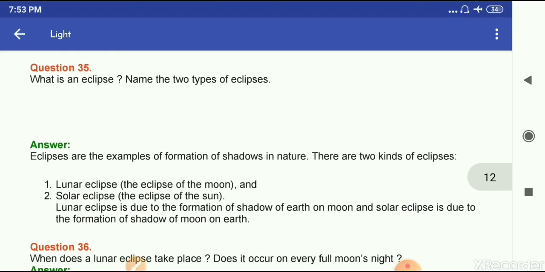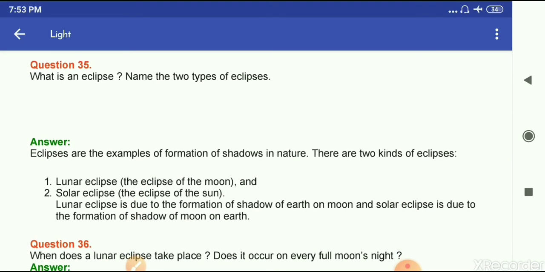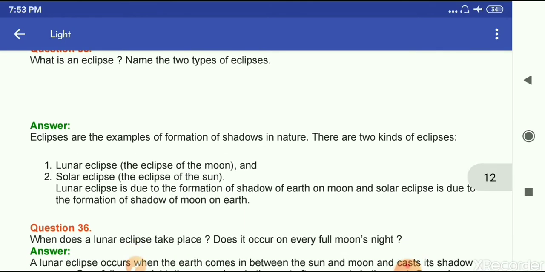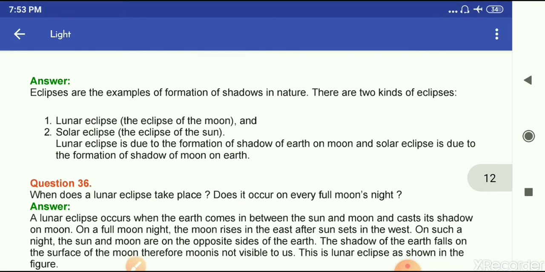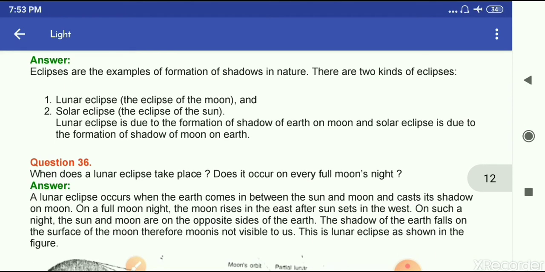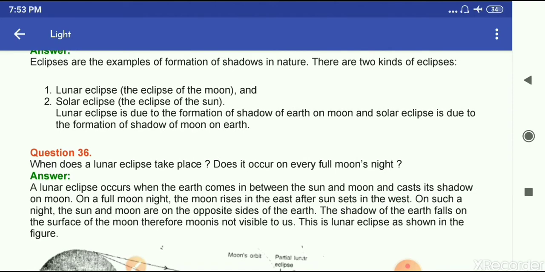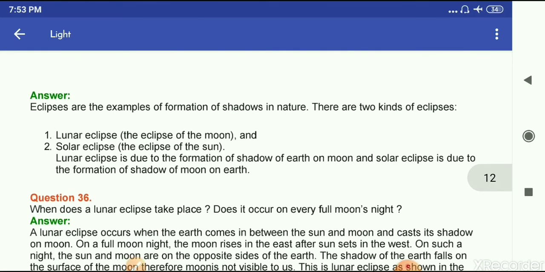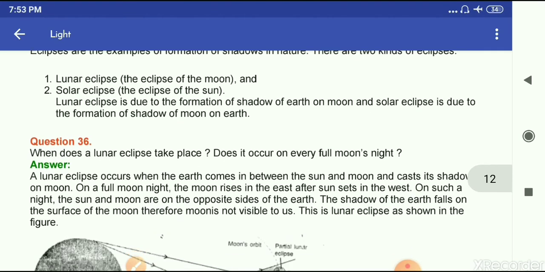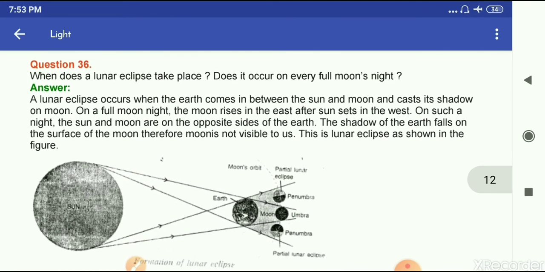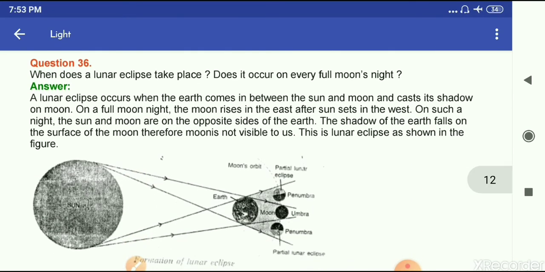Question number 35. What is an eclipse? Name the two types of eclipses. So, eclipses are the examples of the formation of shadow in nature, and these are the two kinds of eclipses: lunar and solar eclipse. And yes, next, question number 36. When does the lunar eclipse take place? And does it occur on every full moon night?